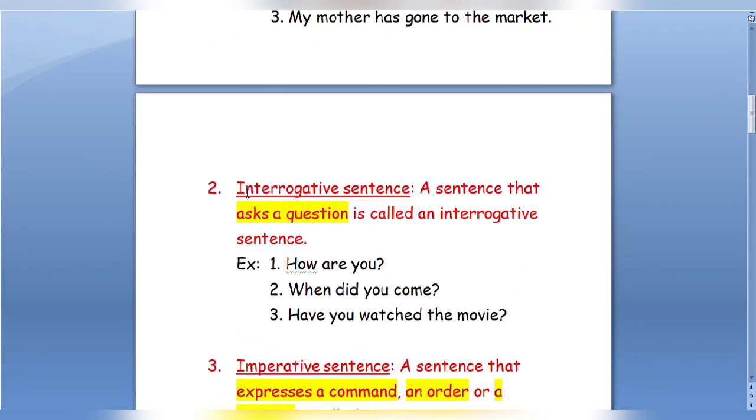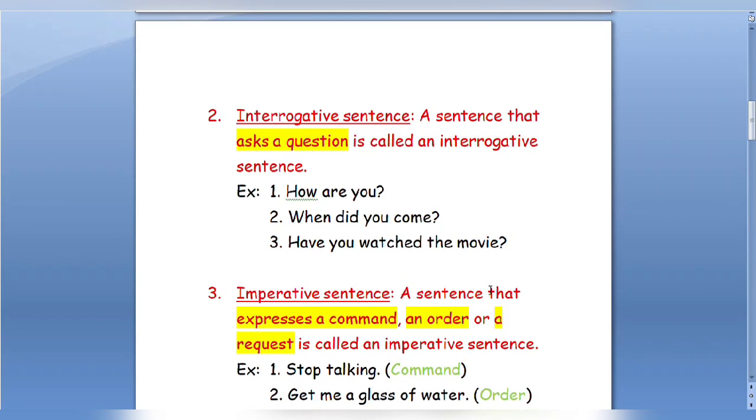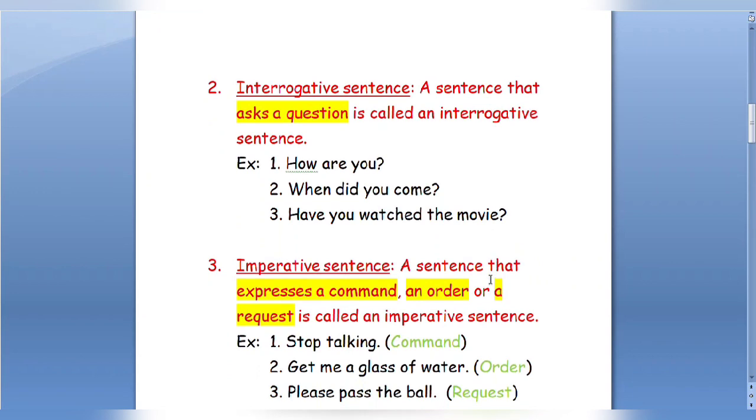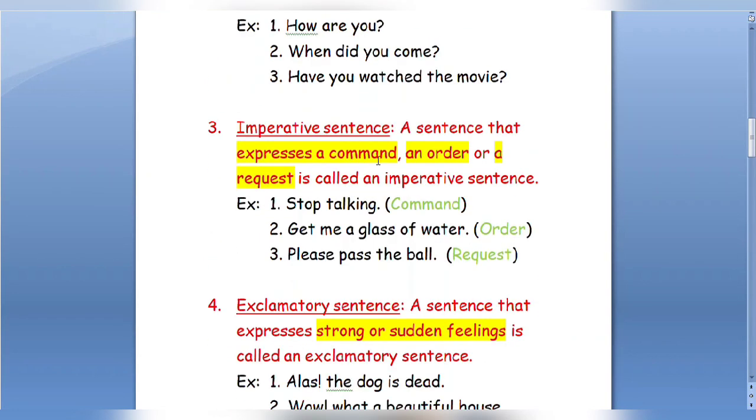Next, we look at the interrogative sentence. A sentence that asks a question is called an interrogative sentence. Look at the examples. How are you? When did you come? Have you watched the movie? These are some of the examples. These are quite simple. This will just be like a revision for you guys.